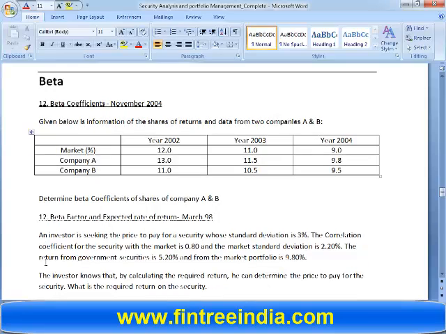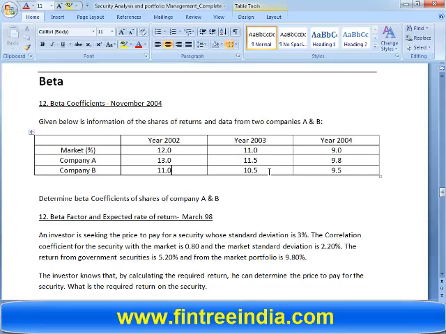Given below is the information of the shares of return and data from two companies A and B. Year 2002, market return 12%, 11 and 9%. Company A 13, 11.5, 9.5, 8, 11, 10.5 and 9.5. Determine beta coefficients of company A and company B.